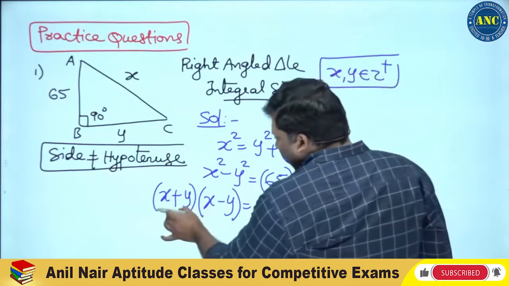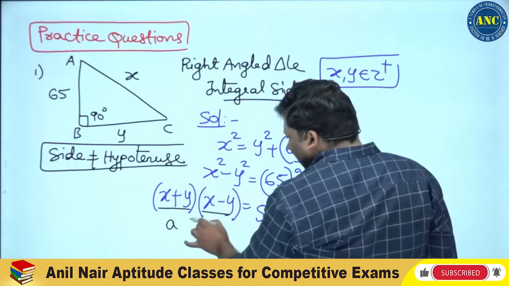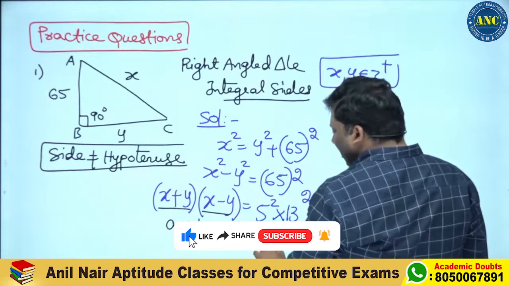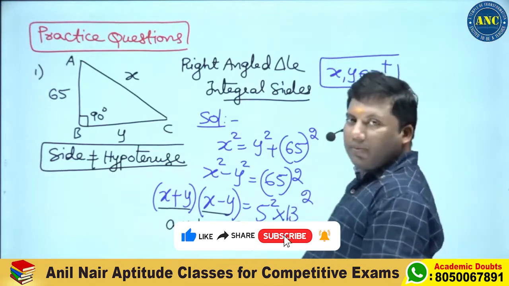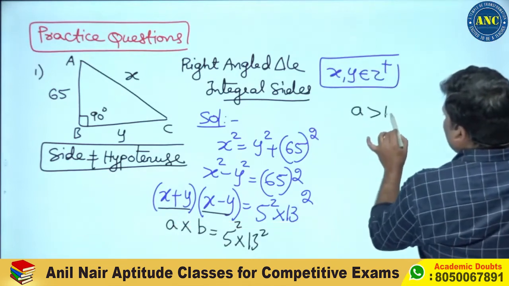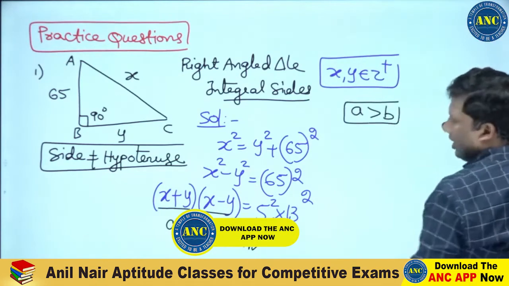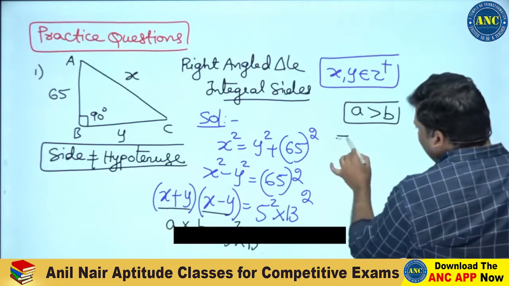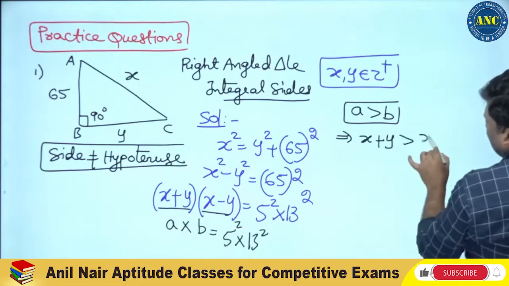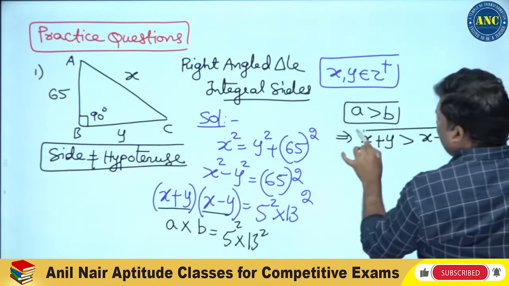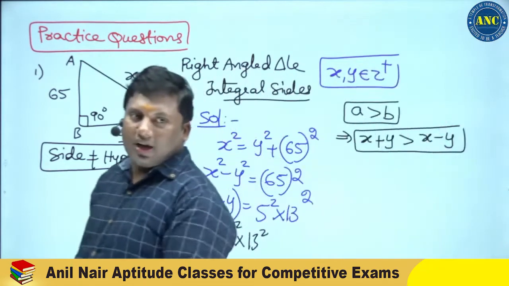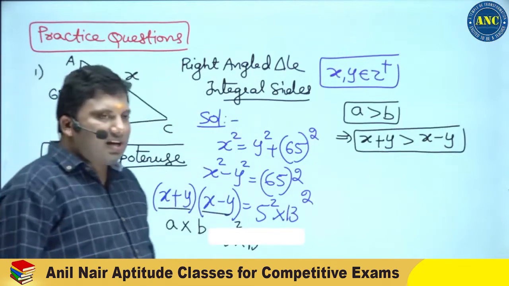Now if x plus y is a and x minus y is b, then a into b is equivalent to 5 squared into 13 squared. The first thing is that a is greater than b. What do you mean by a is greater than b? The sum of two natural numbers is always greater than their difference. Positive integers means natural numbers.